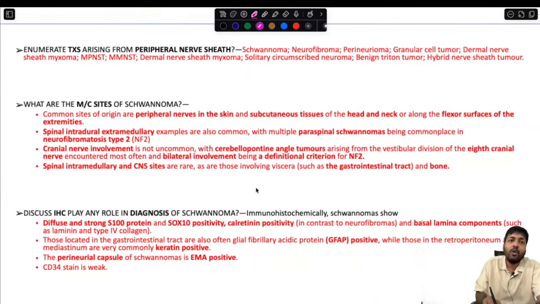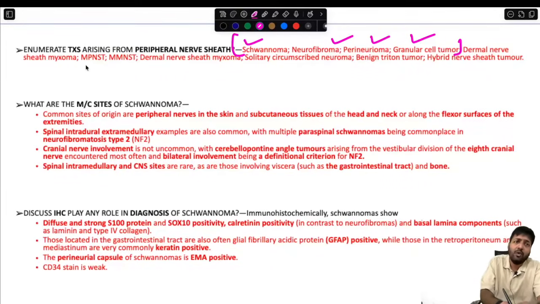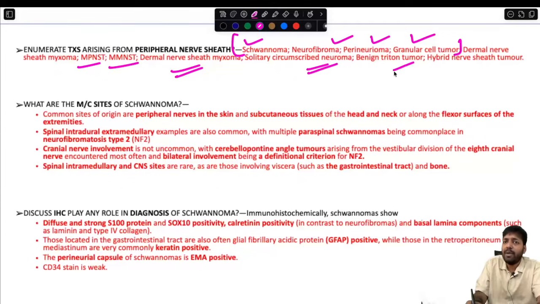Now enumerate the tumors arising from peripheral nerve sheath. So you will have schwannoma, neurofibroma, perineurioma, granular cell tumor. These four you should remember. Then you can remember dermal nerve sheath myxoma, MPNST, malignant melanotic nerve sheath tumor, solitary circumscribed neuroma, benign Triton tumor, hybrid nerve sheath tumor, etc.